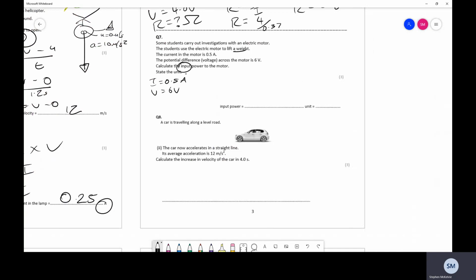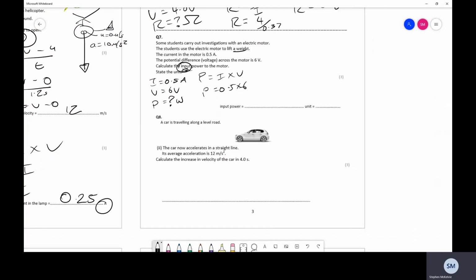Now, it doesn't matter about the input power or the output power, the power received or the power given or whatever, because we're just looking at the power, and the only equation we have for that with current and voltage is P is equal to I times V. So it doesn't matter what kind of power it is. I'm going to write my equation. P is equal to I multiplied by V. I'm going to say that P is equal to 0.5 times 6.